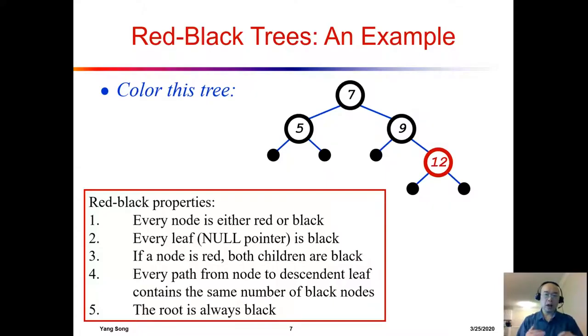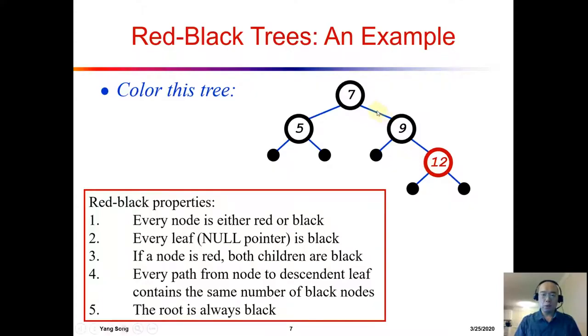If you check all the properties: number one, all the nodes are colored red or black. That's okay. And number two, all the null pointers are black, and that's good too. And number three, if a node is red then both children must be black. The only red node is 12, and both of its children are black, so number three is not broken. Let's check number four. Number four is usually the trickiest.